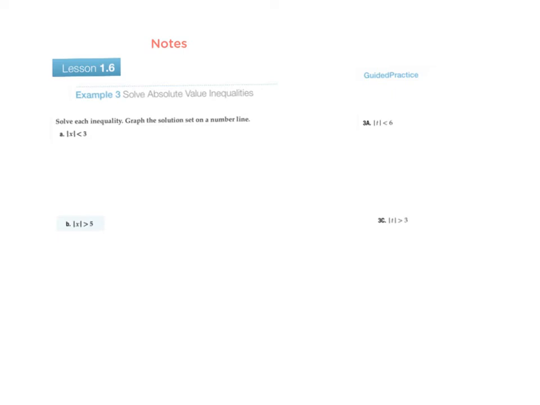So with inequality signs, when we have a less than, we're going to have an "and," and we're going to have an "or" when we have a greater than sign. So if we look at this first problem, we have a less than. So we're going to create two equations because of absolute values. Our first one is just x less than 3. And the next one is switching the sign and changing the sign, because that's the rules of absolute values.